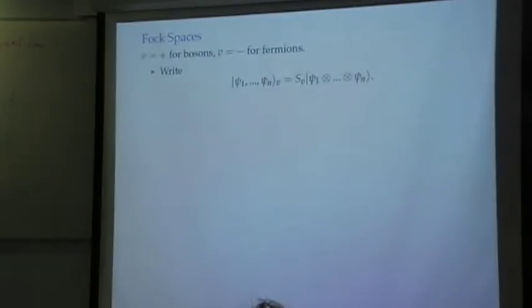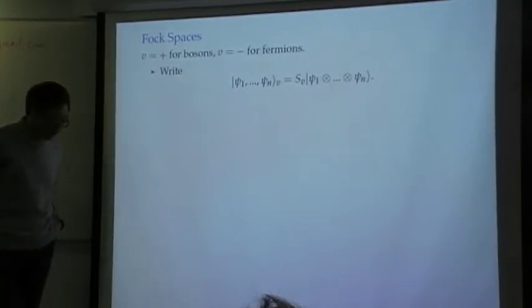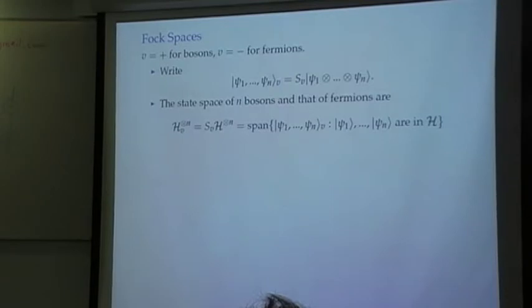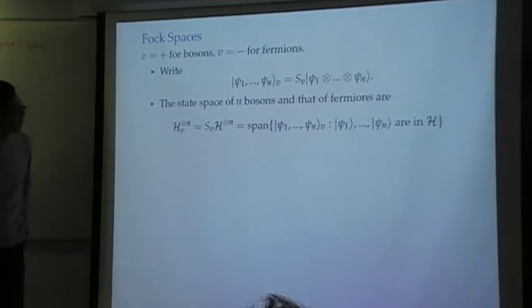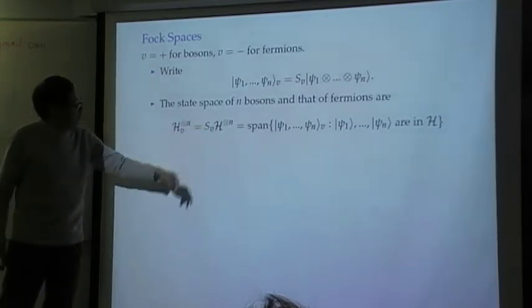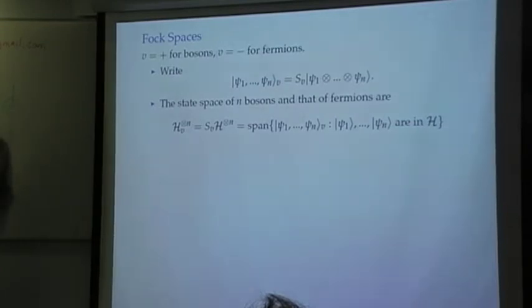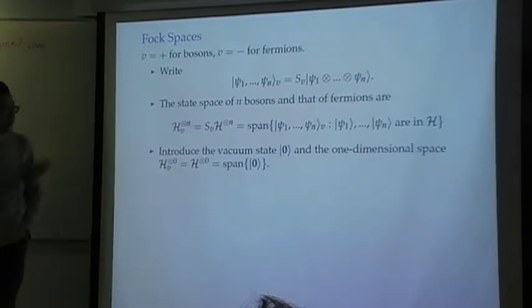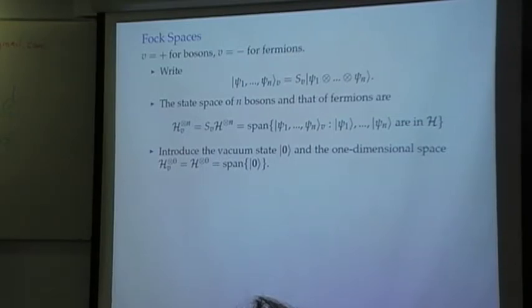Then we can write the symmetric state of n particles, psi 1, psi 2 to psi n, which is just the image of psi 1 tensor psi 2 to psi n under the symmetrization operator S. And the state space of n bosons or fermions is just H tensor n with the symmetrization, the image of H tensor n under the symmetrization S. Now if we introduce the vacuum state, ket 0, then H tensor 0 can be defined as this one-dimensional space, which is the span of the vacuum state.